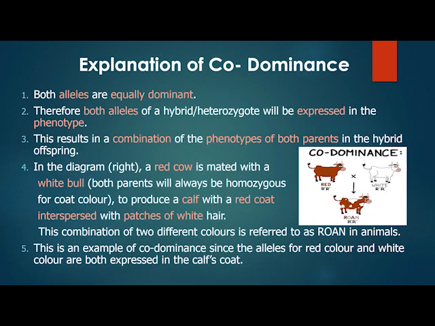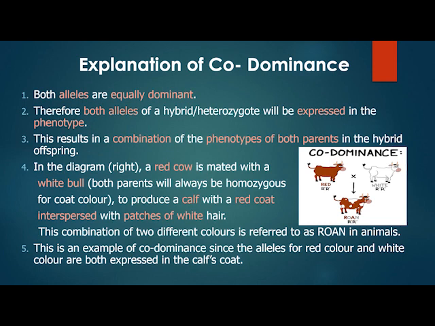Explanation of codominance. The definition for codominance: both alleles are equally dominant. Therefore, both alleles of a hybrid or heterozygote will be expressed in the phenotype. This results in a combination of the phenotypes of both parents in the hybrid. In the diagram to the right, a red cow is mated with a white bull to produce a calf with a red coat interspersed with patches of white hair.